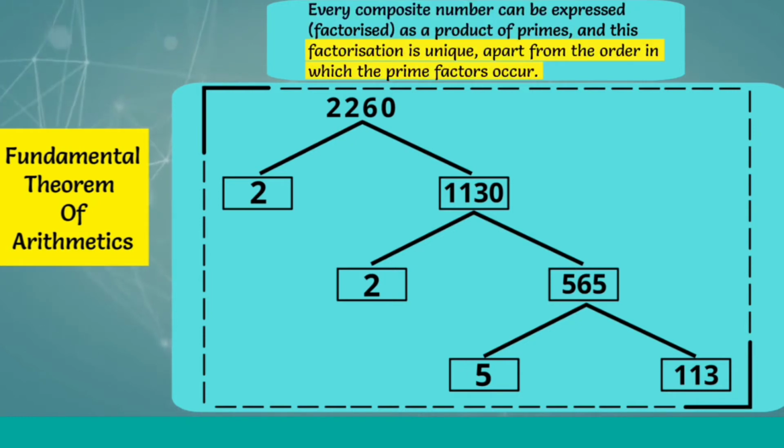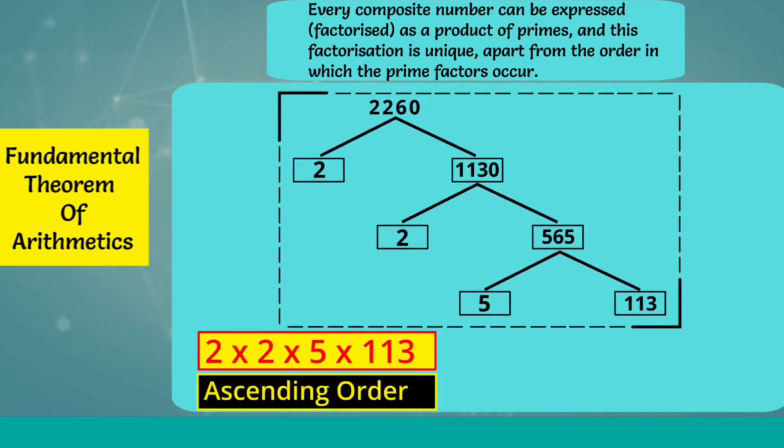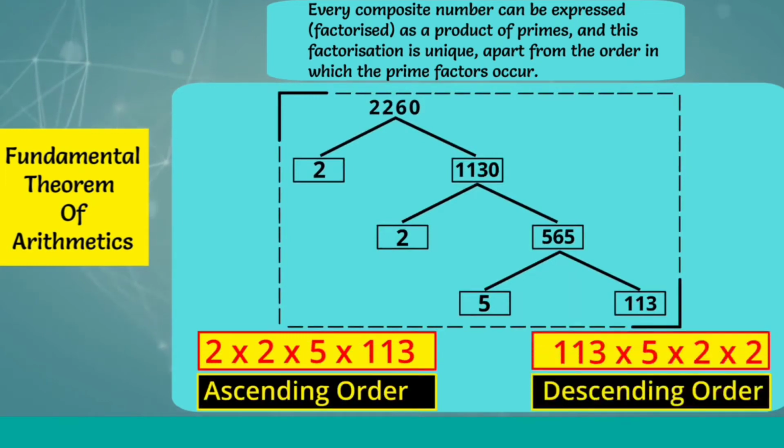The second statement is that the factorization is unique apart from the order in which the prime factors occur. This means that we can either write 2 into 2 into 5 into 113 in ascending order or in descending order, that is 113 into 5 into 2 into 2. Here we have proved both the statements.